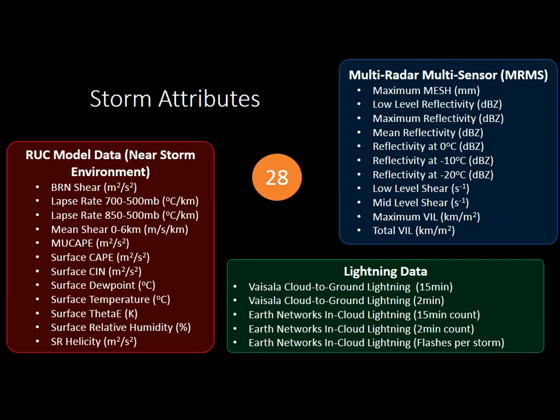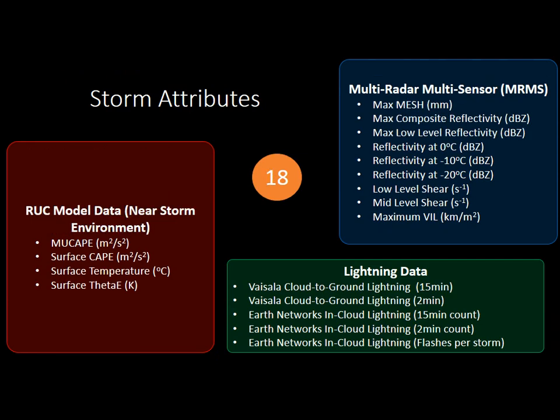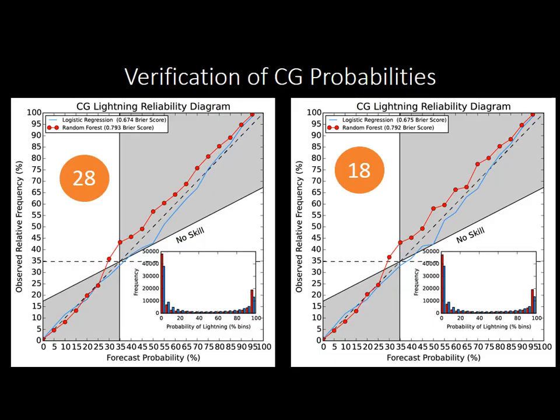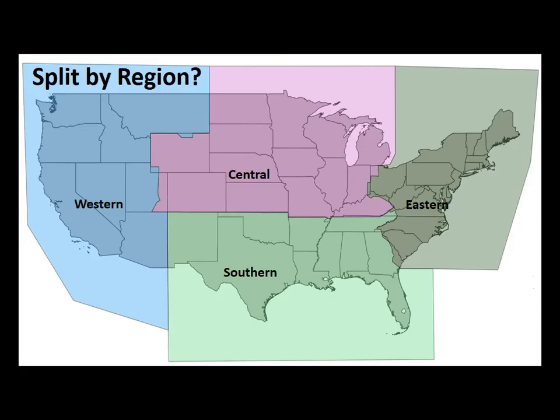So we started with these 28, and based on which were the most important, we cut that down to 18. We decided to look at how well that did. Essentially the same compared to the 28. So it's a lot more computationally easier to only track 18 versus 28 features.